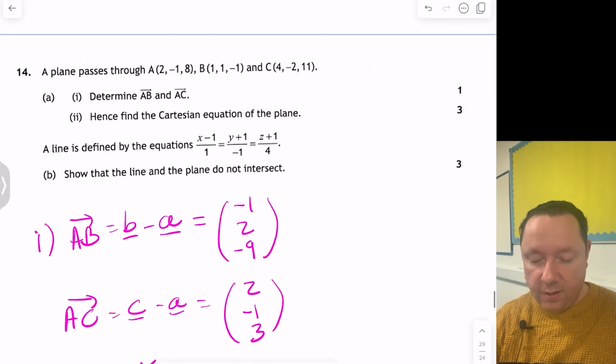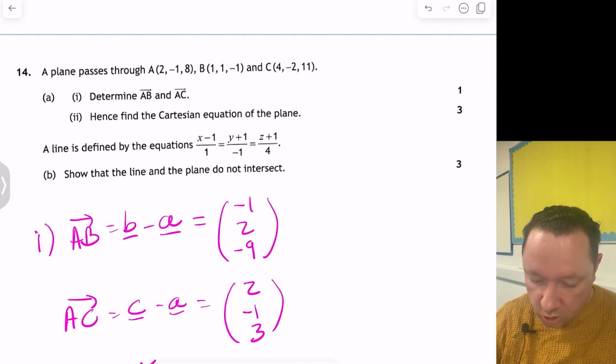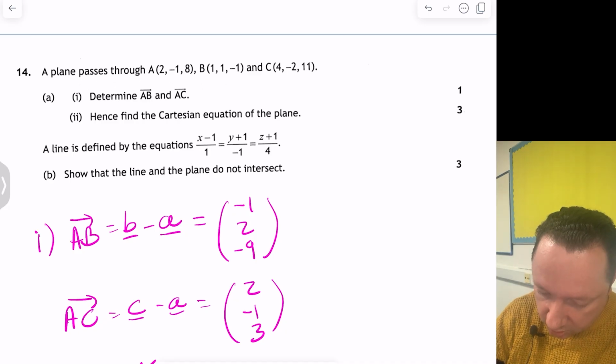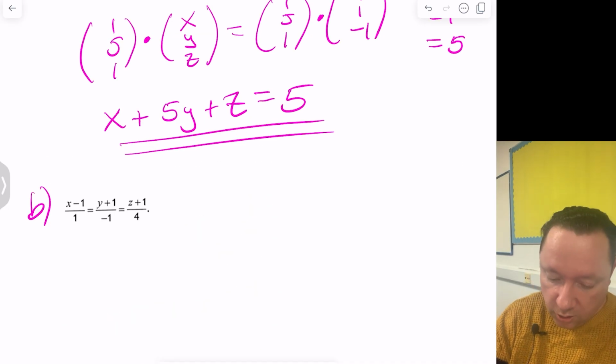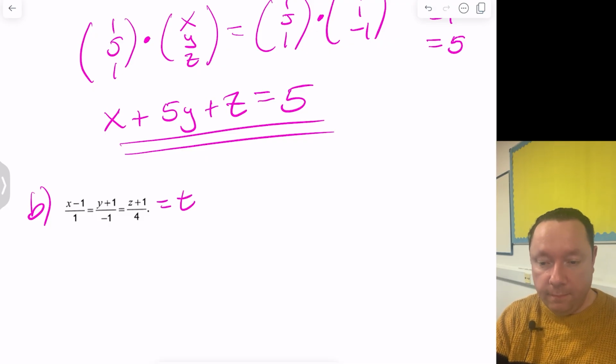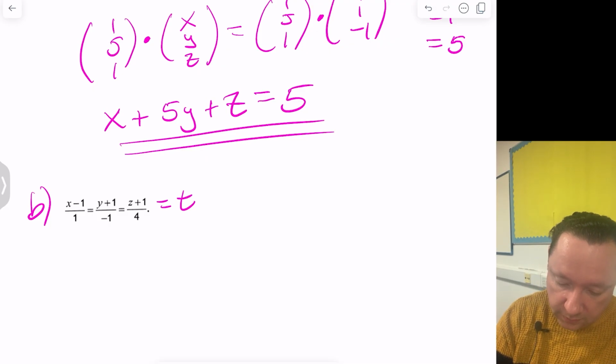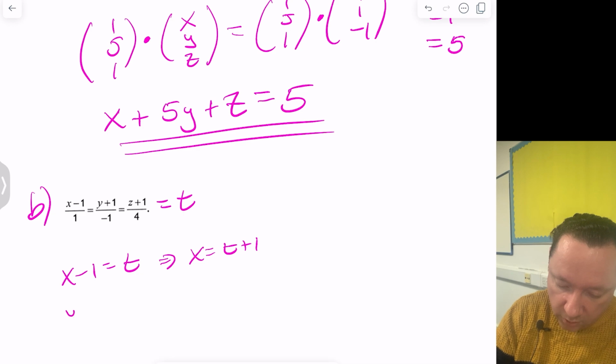Part B, the line defined by these equations, show that the line and plane don't intersect. Let me just copy these equations down to the rest of that page. Okay, I'm going to do this using parametric equations. That's the way I always do something like this. I'm going to let that equal, say, t, and then I get x minus 1 equals t, which implies x equals t plus 1. I get y plus 1 equals minus t, which implies y equals minus t minus 1.